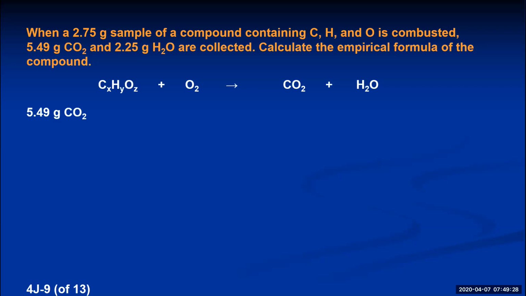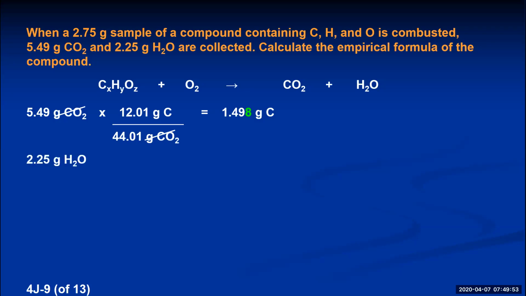The 5.49 grams of CO2, we can use that to calculate how much carbon is in the CO2 by multiplying it by the fraction of carbon in 1 mole of CO2. And that comes out to 1.498 grams of carbon. And because all that carbon came from our unknown compound, the 1.498 grams of carbon must be the amount of carbon in our original unknown.